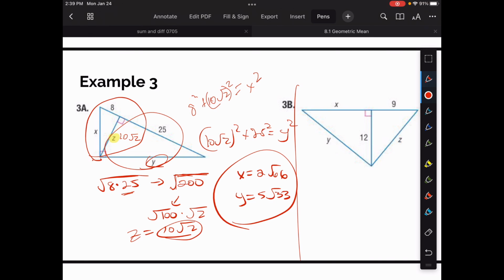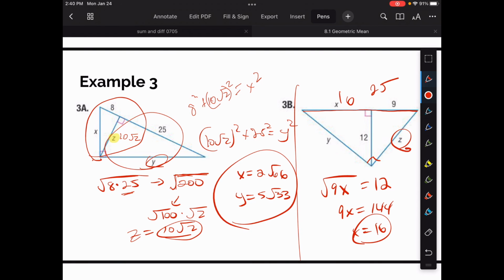For 3b, kind of the same deal here. We can say that the square root of 9 times x is equal to 12. So to get x by itself, you could square both sides. You could say 9x is equal to 144, which is 12 squared. Divide both sides by 9 here, and we get that x is equal to 16. Once you have that, you know the hypotenuse of this guy. This is a right triangle, by the way. So that would be 25.